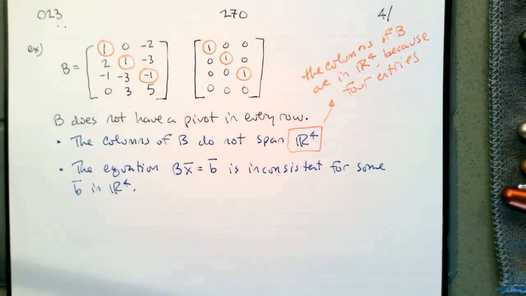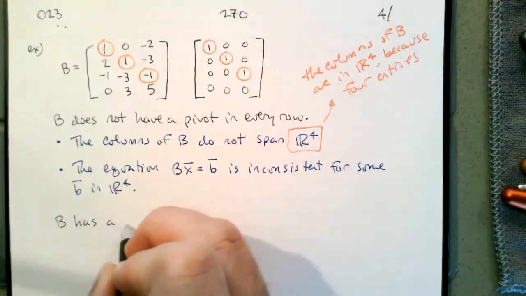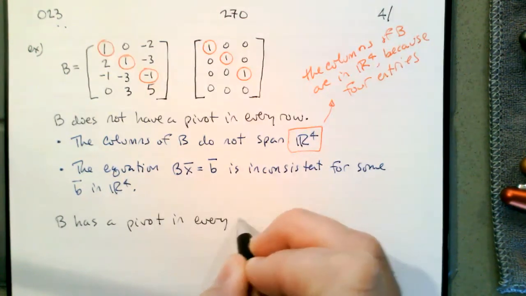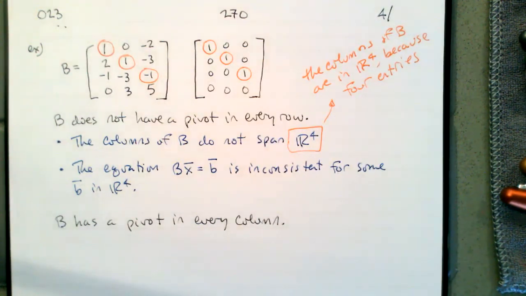Here's one thing that we notice about B. Note that B does have a pivot in every column. That's what we can observe. So that's going to be our justification for any conclusions that we make. We're either going to make row conclusions or column conclusions. B has a pivot in every column, so we could say that the columns of B are linearly independent.